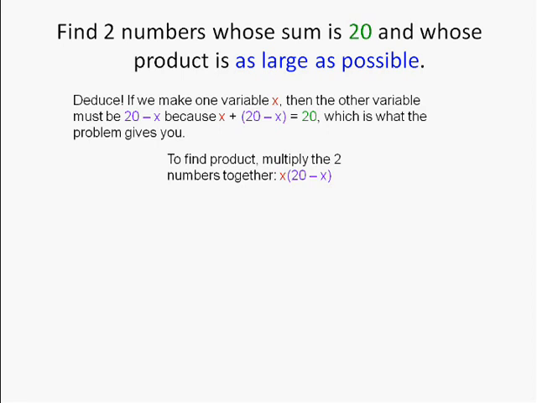And to find the product, you basically multiply the two numbers together. Easy math, right?